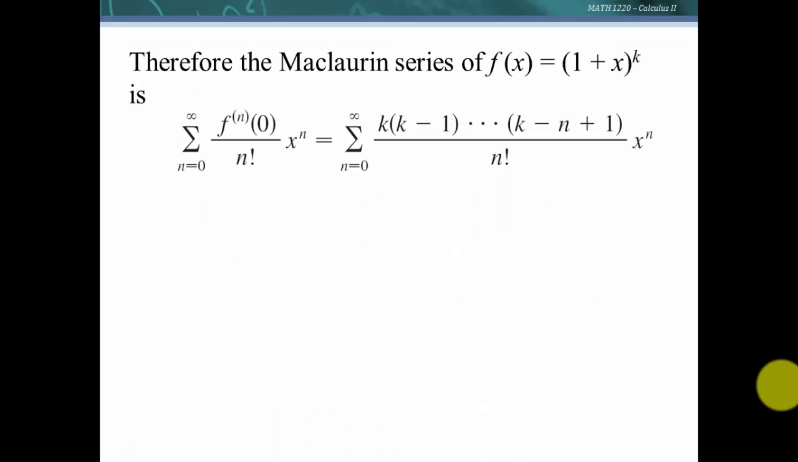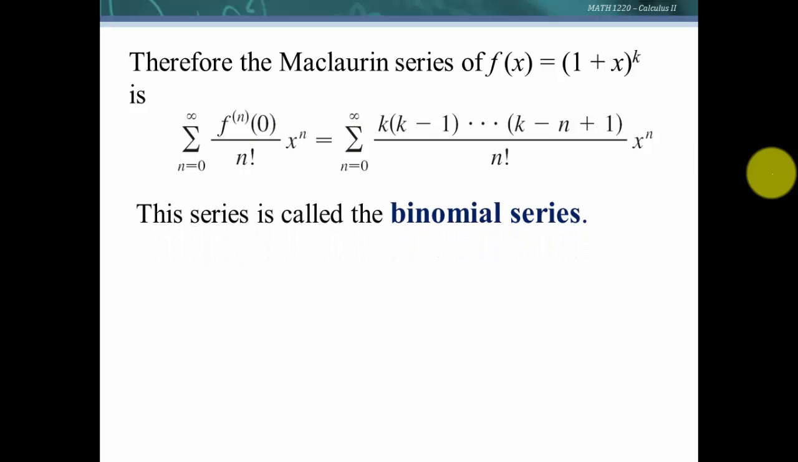So let's use that and express this Maclaurin series then. And here is what we found for the coefficients. We want Maclaurin, so we're centering it at 0, and so this would just be x to the n here. This is called the binomial series because we are expanding a binomial, a two-termed polynomial here.